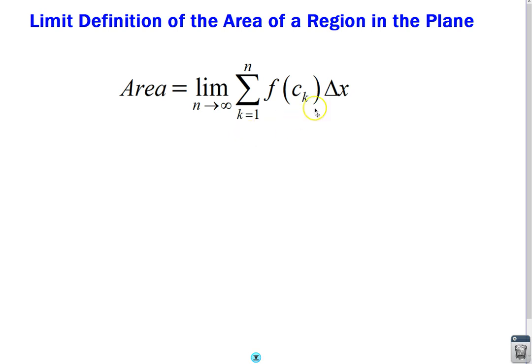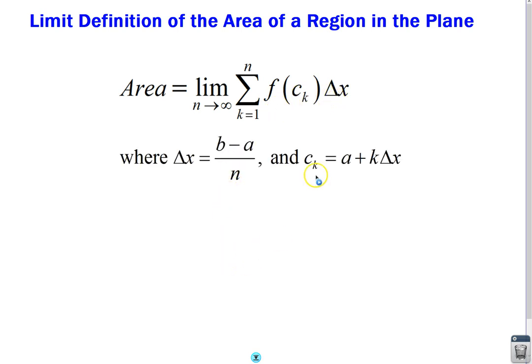A couple of things to clear up here. Delta x we already know from yesterday, but c sub k is going to be represented by a plus k delta x, where a is the first number on our interval. Remember how we always approximate from a to b, on a certain interval. So a is the first number in that interval, plus k delta x, where k is your index of summation right here, and delta x is this guy right here.